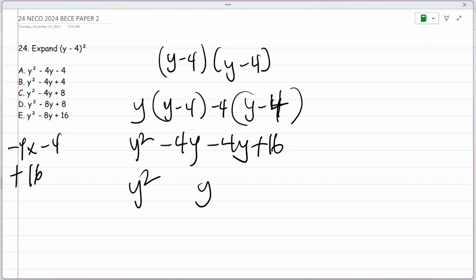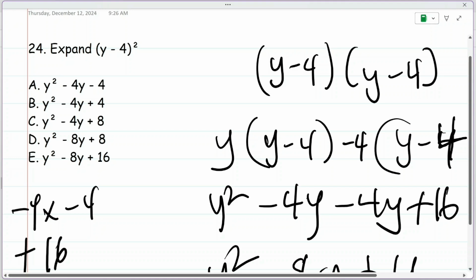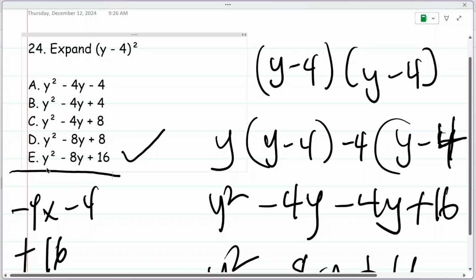Then you have minus 4 is like minus 4 yams, minus 4 yams. You are owing 4 yams and you are owing 4 yams. In total, you are owing 8 yams. So it's minus 8 yams. Minus 8y in this case. So these two will give you minus 8y. Then plus 16. Since there are no other like terms, our final answer is y squared minus 8y plus 16. From the options, our answer is E, which is y squared minus 8y plus 16.